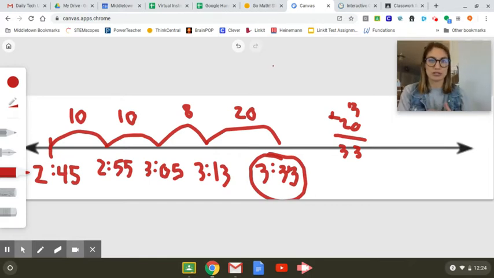So mathematicians, do you see how it's really helpful to use a number line and to really picture the problems? You can use the number line and your clock to help you figure it out. Okay? All right, guys, off you go.